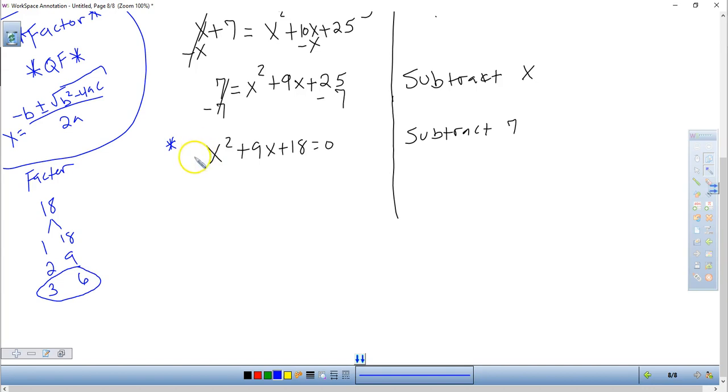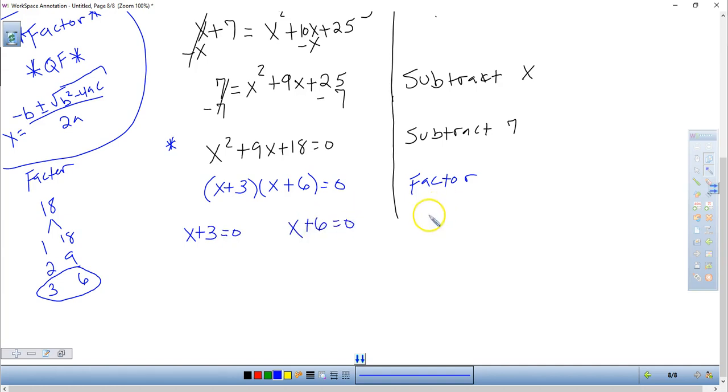And since we don't have a leading coefficient greater than 1, we're going to write our factors just like we see them, x plus 3 and x plus 6. Very easy to do, very simple. Now if I were to FOIL this out or double distribute, I'd get back to this, so don't try to do that. At this point, we set each factor equal to 0. So x plus 3 has to equal 0, and x plus 6 has to equal 0. And we solve.